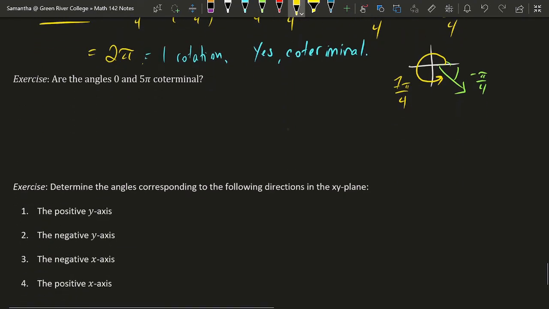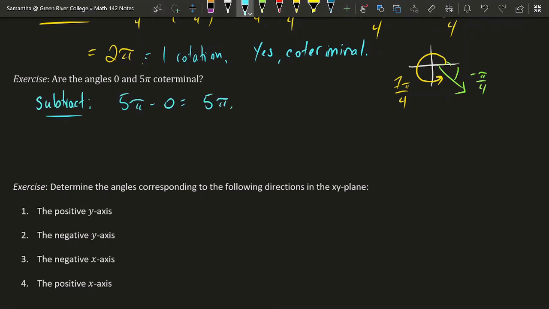What about the angles 0 and 5 pi? Now if I subtract these two, then I get 5 pi. But 5 pi is not a multiple of 2 pi, 2 pi being 1 full rotation in the units of radians. So because these two angles are not separated by full rotations, these two angles would not be coterminal.